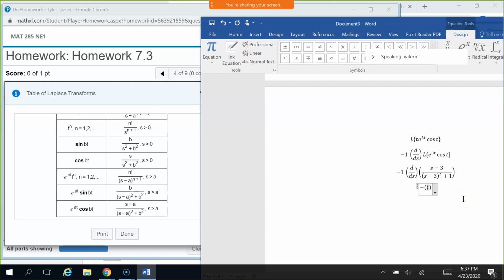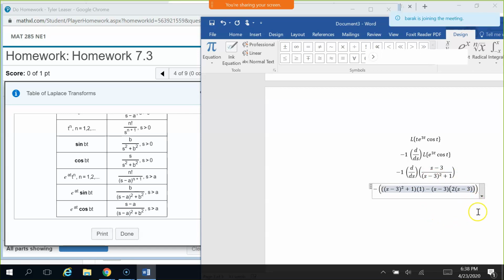All right, so bottom times the derivative of the top minus the top times the derivative of the bottom, which is going to be a chain rule thing. And then that whole thing divided by the bottom squared.